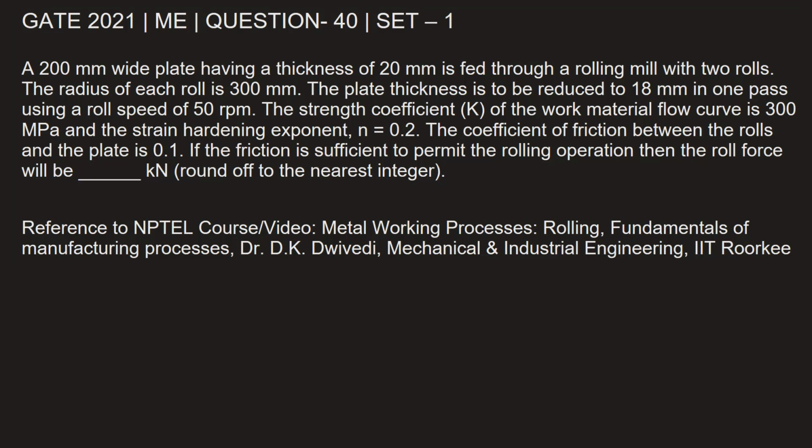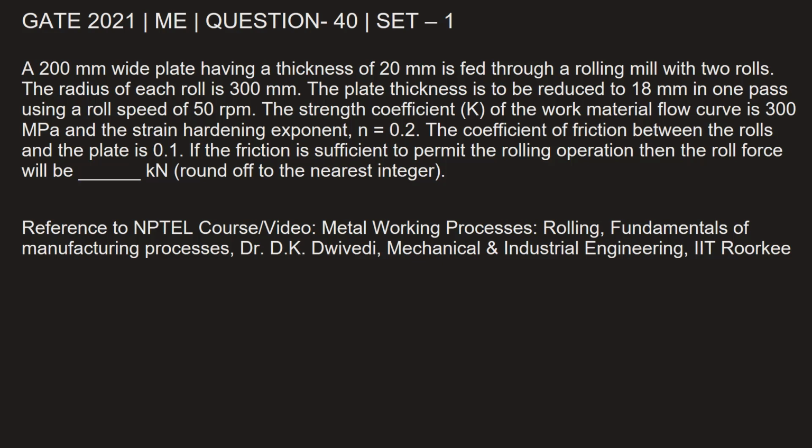This question is from GATE 2021 Mechanical Engineering paper, set 1, question number 40. A 200 mm wide plate having a thickness of 20 mm is fed through a rolling mill with 2 rolls. The radius of each roll is 300 mm. The plate thickness is to be reduced to 18 mm in one pass using a roll speed of 50 rpm.